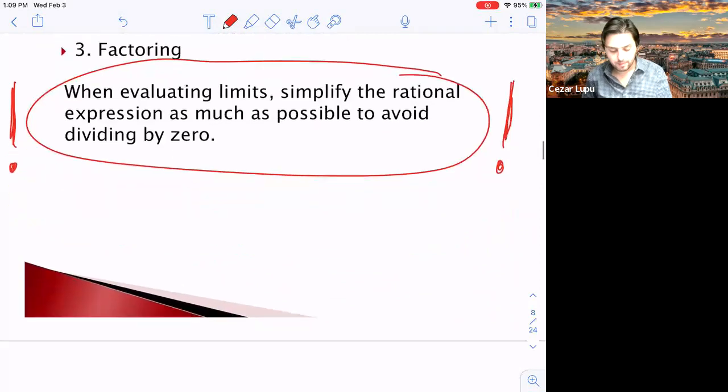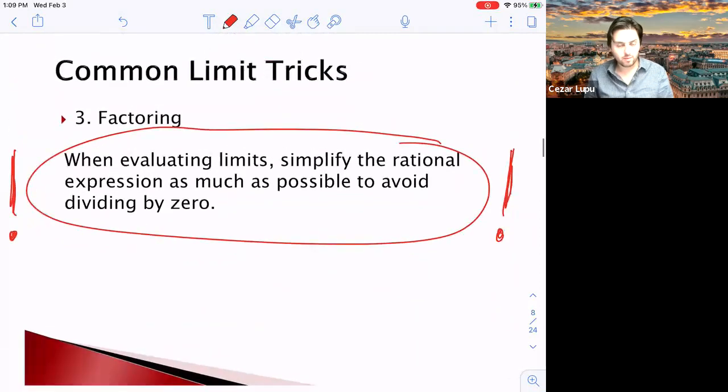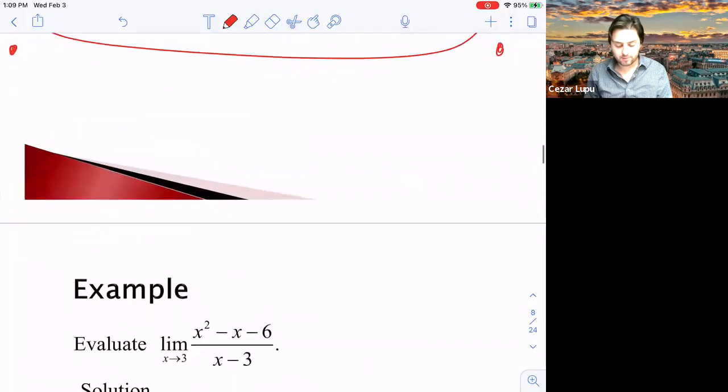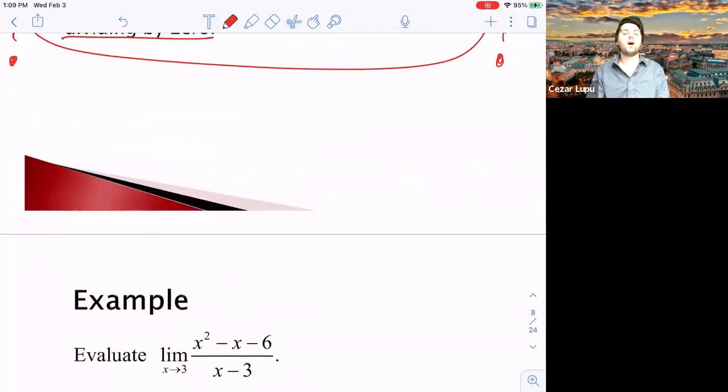All right. Once again, when you evaluate limits, simplify the rational expression as much as possible. In fact, your main goal is to avoid dividing by 0. That's what you want to do. All right, and now let's see an example. Let's see this one.